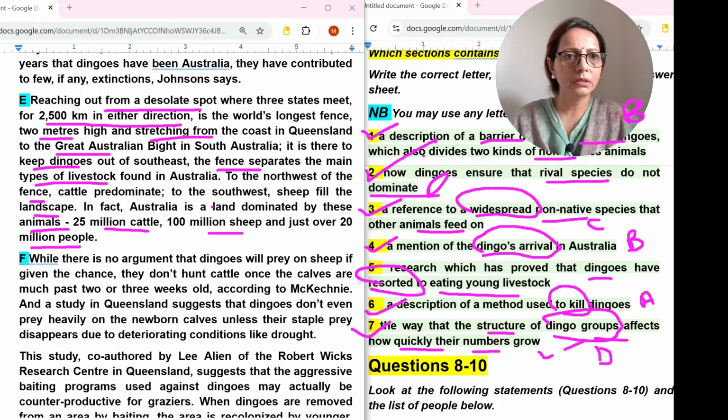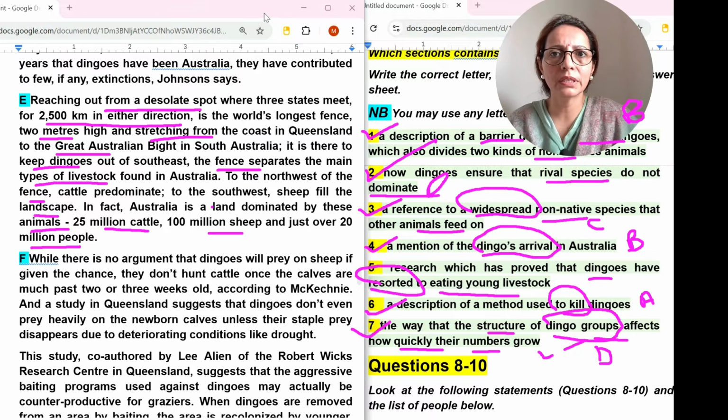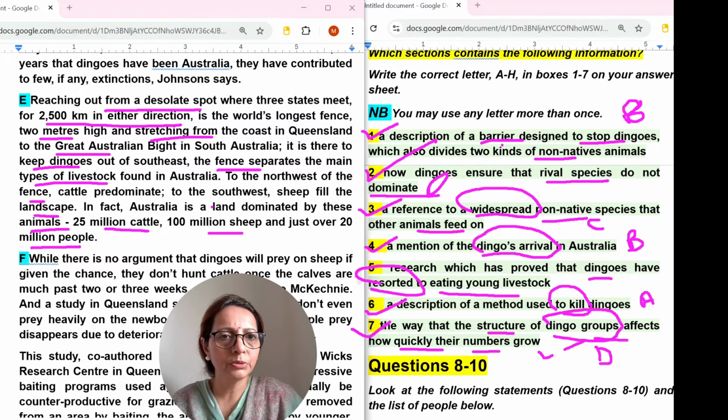So the first question we can reconsider. Just a minute. See this, a description of a barrier, a designed barrier. Of course, they are talking about the fence. They have talked about it two times. A barrier designed to stop dingoes, which also divides two kinds of non-native animals. But here they are talking about native animals. That's why it is not matching with one number. So with E, nothing is matching with any. Only fifth is left we have.